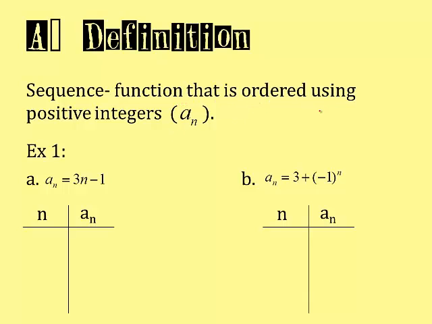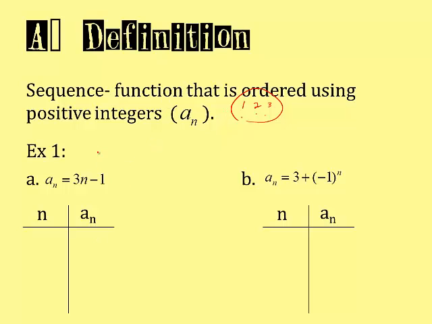So it's a list of numbers, and we count them as first, second, third. The order they go in is first, second, third, fourth, on and on. It's a sequence of numbers, and this will make more sense as we walk through this, but it's just a list of numbers that have a certain relationship. That's what makes it a function.